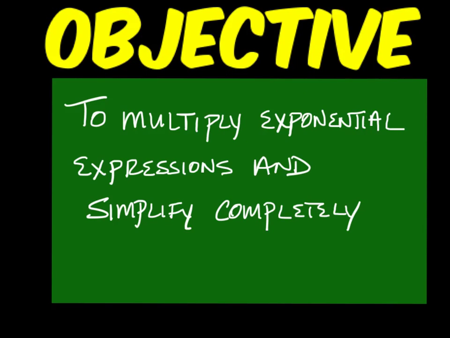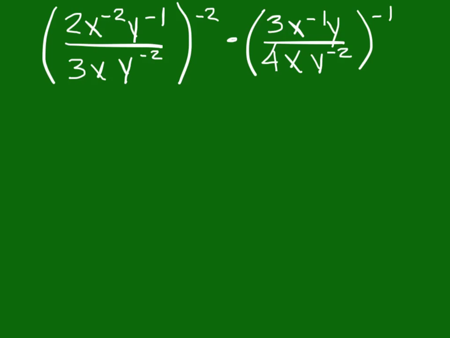To multiply exponential expressions and simplify completely. Here's example number 1. On this one you have coefficients that are with the x's now. So you're going to treat those the same as you do variables. You have a negative 2 exponent, so you would multiply it by the exponent on the 2, which is 1, and the same for the rest of those.